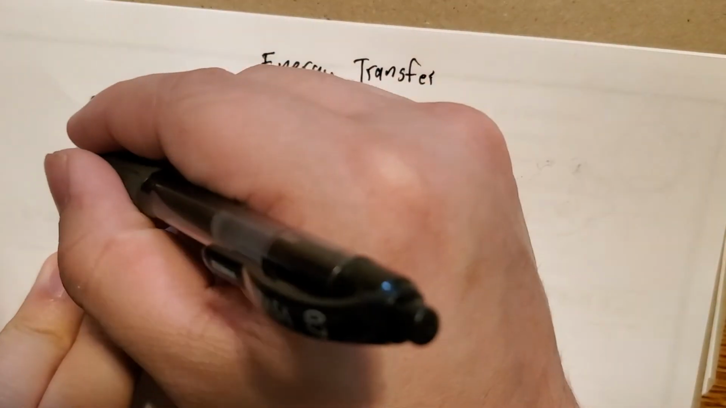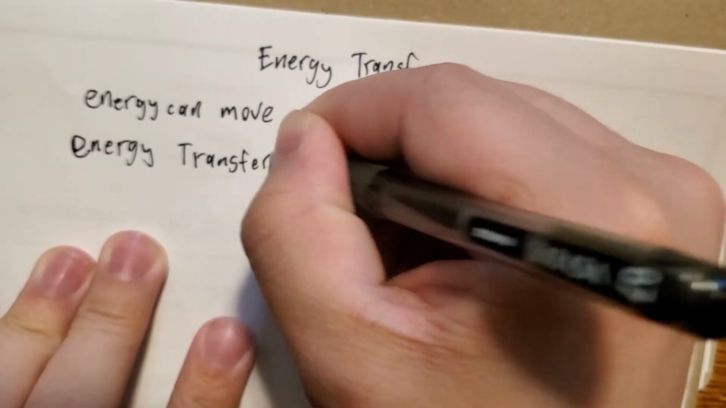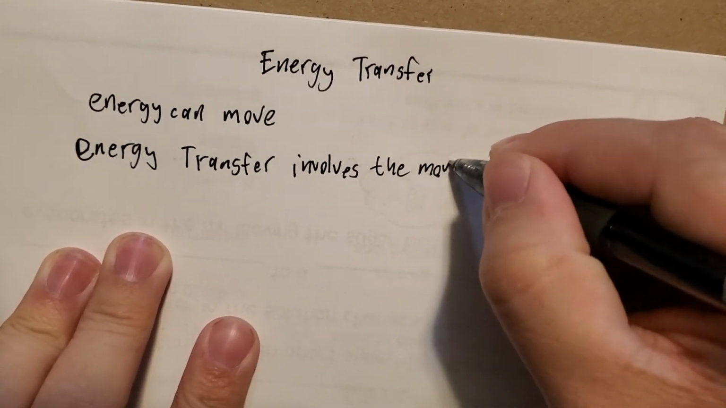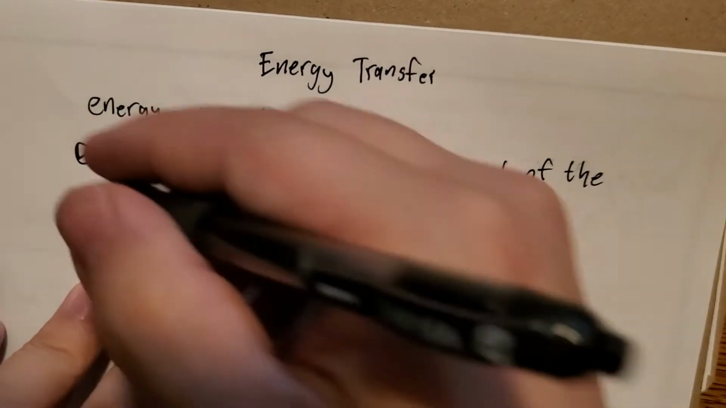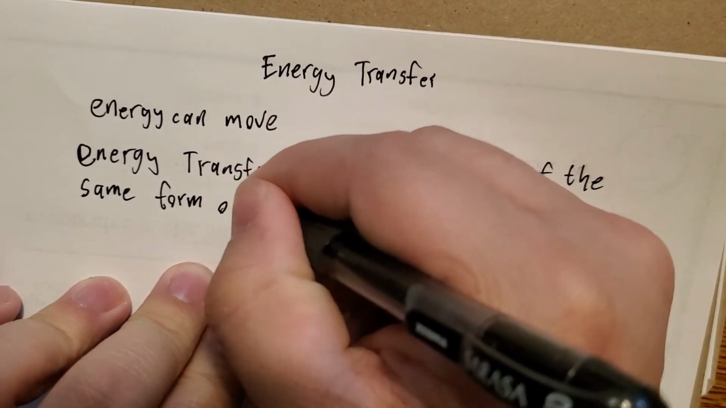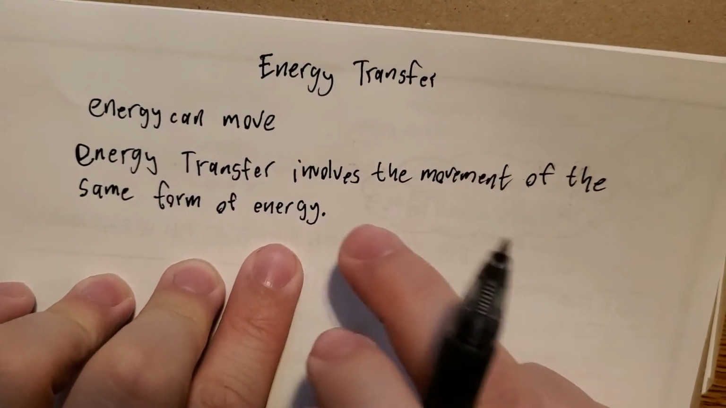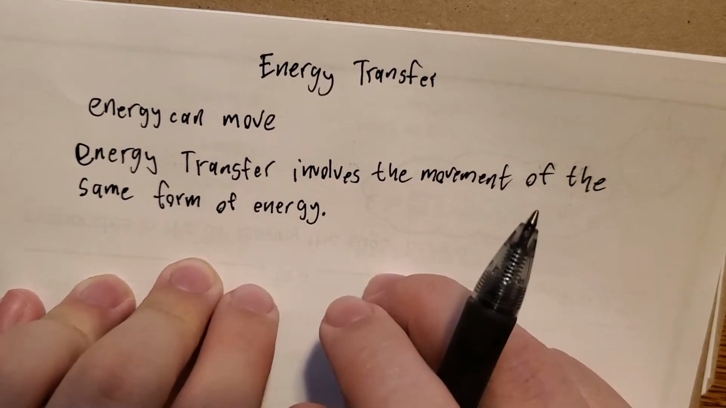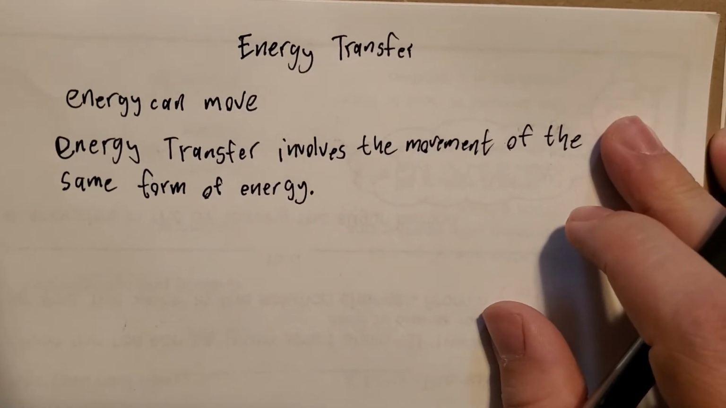So, energy transfer involves the movement of the same form of energy. So this is to deal with just the transfer part. Same form of energy. So this is to say that the energy stays the same. If you're dealing with mechanical energy, you're going to transfer it and you're still going to end up with mechanical energy. If you've got thermal energy, you're going to transfer it and you're still going to have thermal energy. We're not talking about transforming energy. We're just talking about transferring.